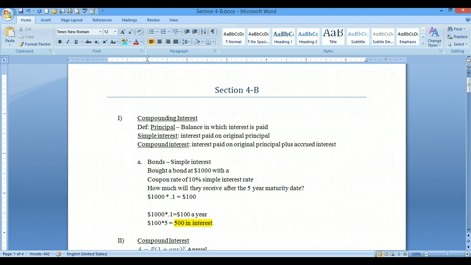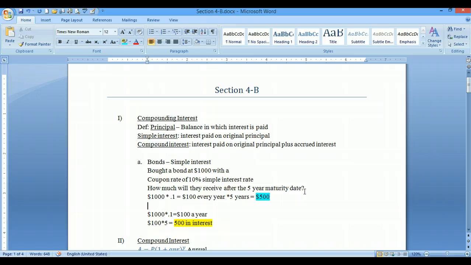Now this is for every year, because it is simple interest and I have 5 years for the maturity date. So times that by 5 years equals a total of $500 in interest over the entire, I'm going to highlight that, over the entire bond.